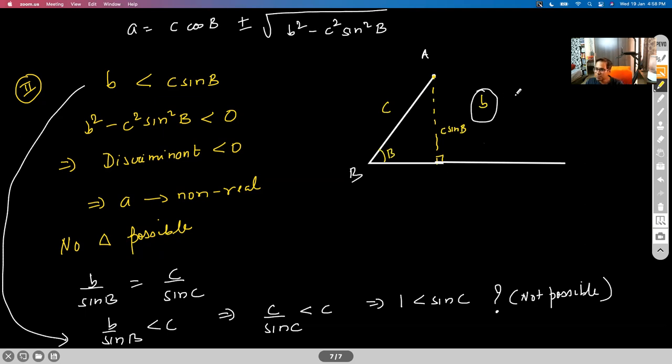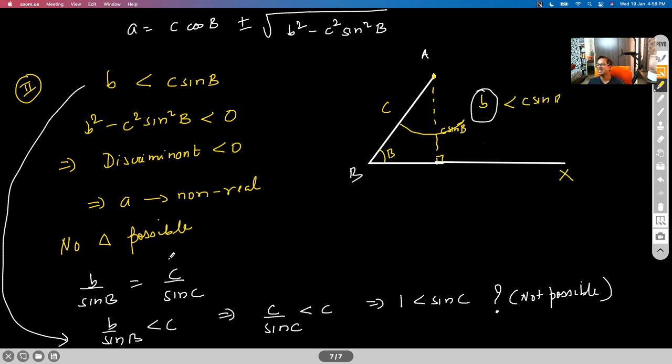But if this b happens to be lesser than c sine B, what will happen? You will not even be able to touch it. This line, let's say I call it BX, will not even be touched by that particular length. So if you take a length which is even smaller than the perpendicular drawn from A onto BX, you will not be able to touch it. Forget about cutting it. It will not even touch it. If it is not even touching it, you will not be able to locate your capital C. If you're not able to locate your capital C, you will not get your small a.